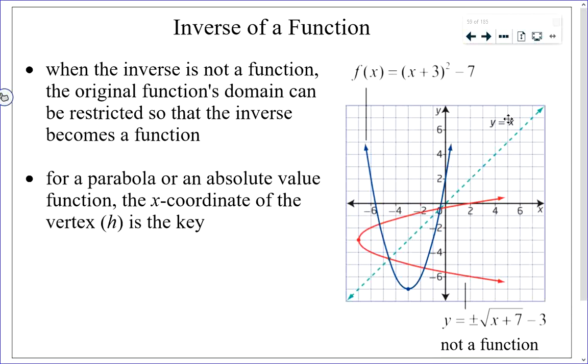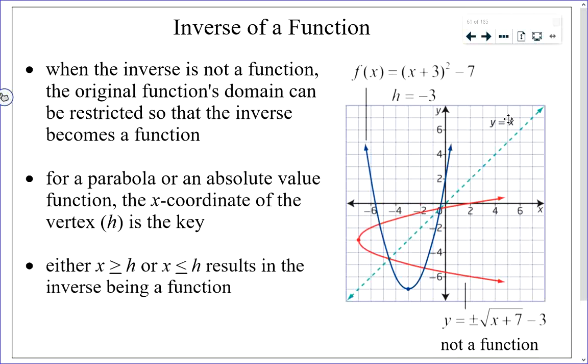If I want to restrict the domain of something like a parabola, which is there, or even an absolute value function, the x-coordinate of the vertex is going to be the key to solving that problem. When you take a look at the value of h in this function, f of x equals (x plus 3) quantity squared minus 7, h is -3. That means the vertex is located at x equals -3. So two restrictions that will create an inverse that is a function will be x is greater than or equal to -3 and x is less than or equal to -3.